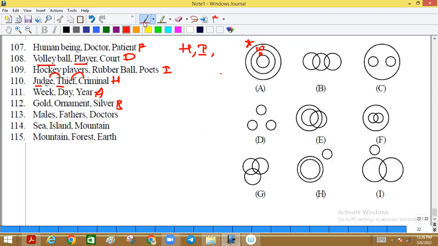Next one, male, father, doctor. Yes. The answer is Shekhar.